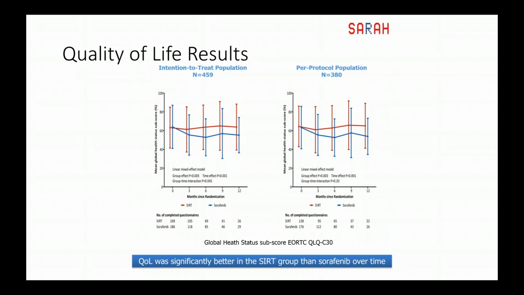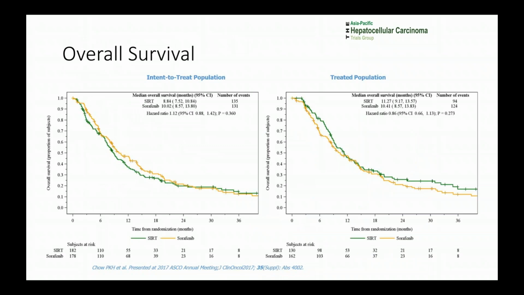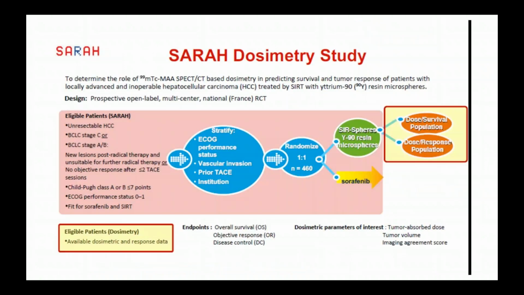This is another study. This was done in Asia. Similar study, Y90 versus sorafenib. Again, no benefit in overall survival. And there's a third negative study also done, also showed no benefit in overall survival. The problem with all these studies was that they never considered the dose that was going to be achieved into the tumor when they were doing these plannings and doing these treatments.